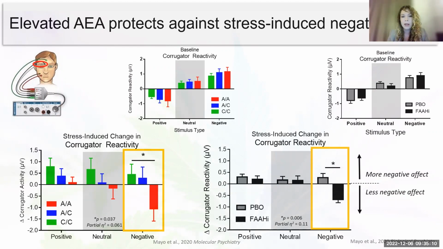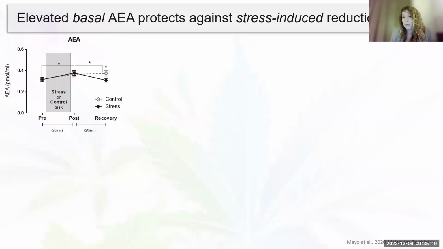So what's happening during that stress exposure? One potentially obvious place to look, it wasn't so obvious to us at the beginning, was anandamide levels. So what's anandamide doing during this period? You can see here we have our stress or our control task, and then we get this transient increase in anandamide. And then after the stress task, you get this crash of anandamide. And it's during this recovery period, where they're doing that second emotion processing task, where those differences were emerging.